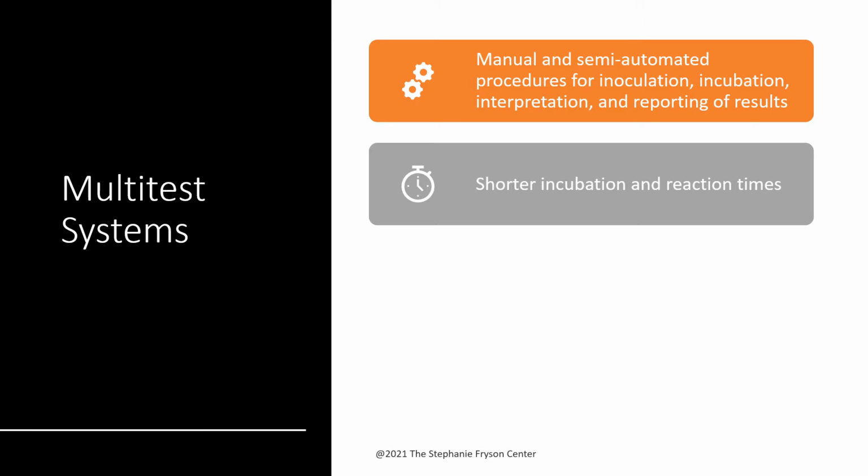The multi-test system is really important because it's considered to have a shorter incubation time and reaction time. That is by comparison to growing bacteria out, waiting 3 or 4 days for a good sample and then inoculating. It's basically compared to the old method of doing things.